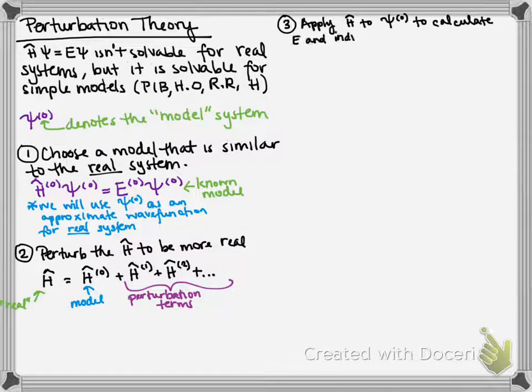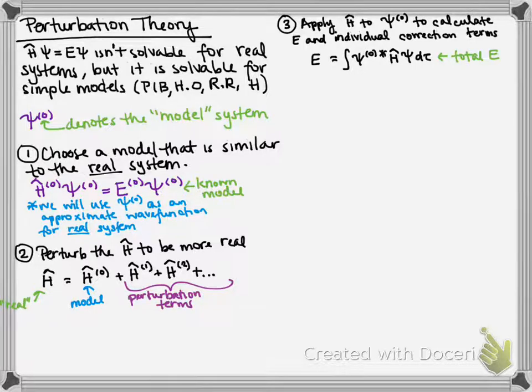And then, once we figure out what those terms are, we're going to apply our operator, our Hamiltonian H hat, to our wave function, which remember is just the model system wave function, psi 0, to calculate our energy and get our individual correction terms.